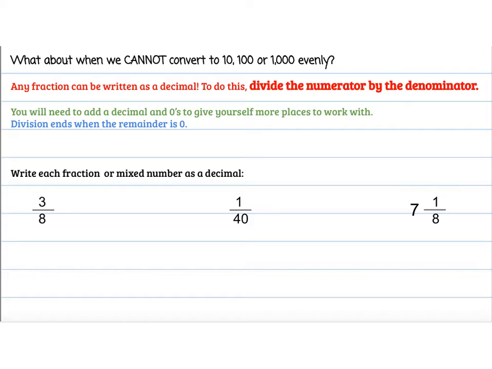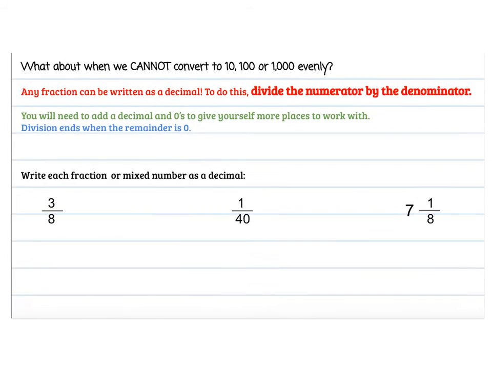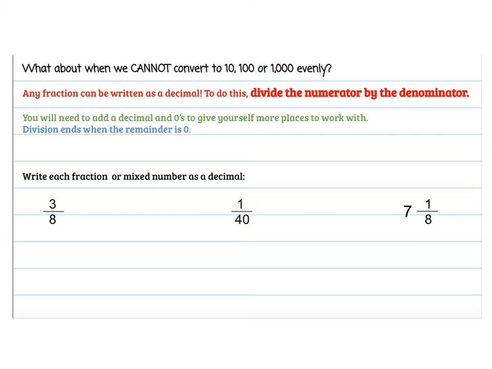But sometimes we're going to run into problems where it cannot easily convert to 10, 100, or 1000. So then what do we do? Well, go ahead, write this down. Any fraction can be written as a decimal, just sometimes not as easily to convert. So to do this, we divide the numerator by the denominator. You will need to add a decimal and zeros to give yourself more places to work with. And division ends when the remainder is 0. Sometimes you'll have a repeating decimal, and then we can write it with bar notation. So write all of that stuff down.